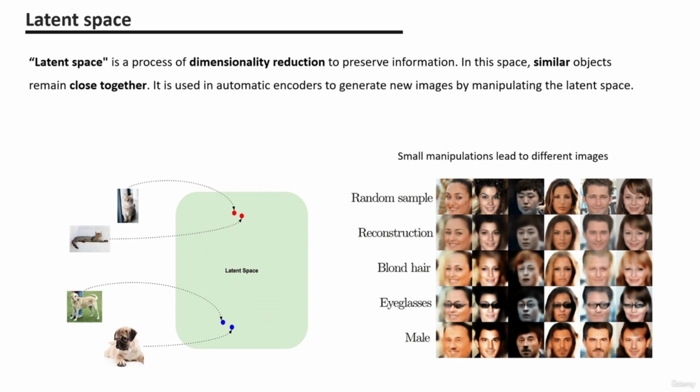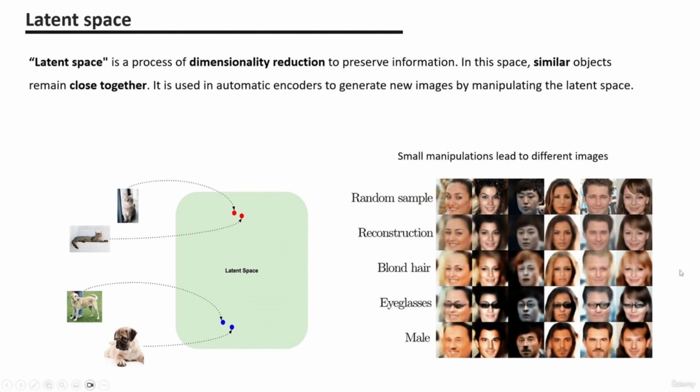How is this idea of latent space used in generating new images? Small manipulations in latent spaces lead to different images. The manipulation should be optimal enough to keep the data point closer to its equivalent and move away from other types.